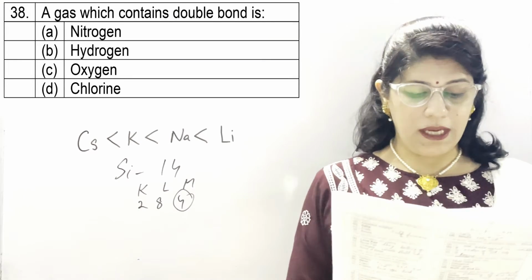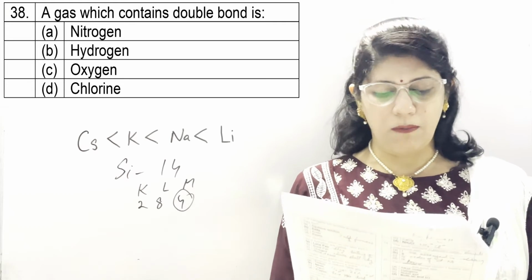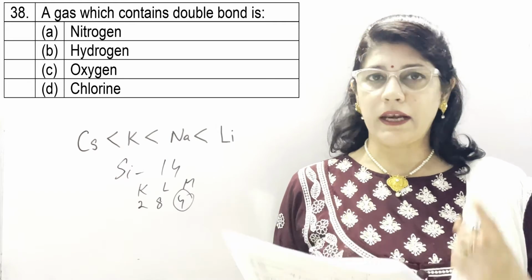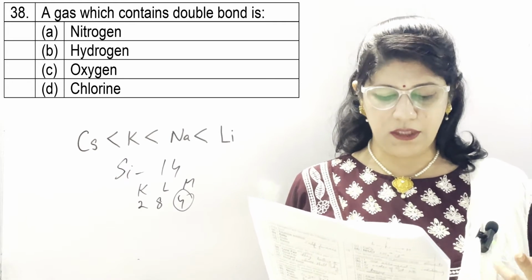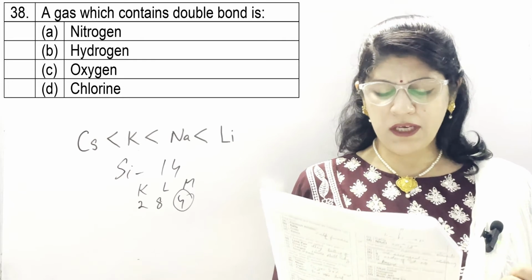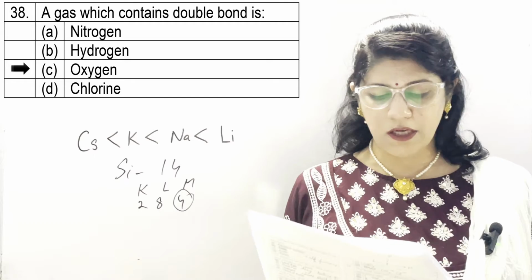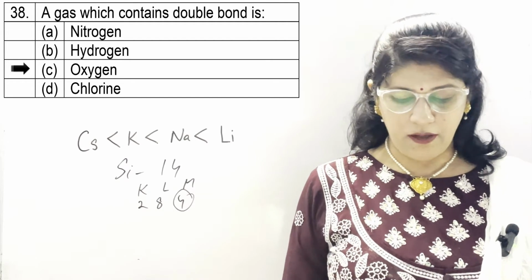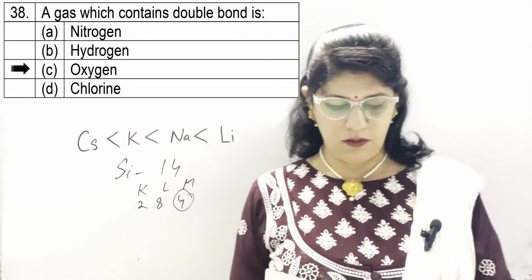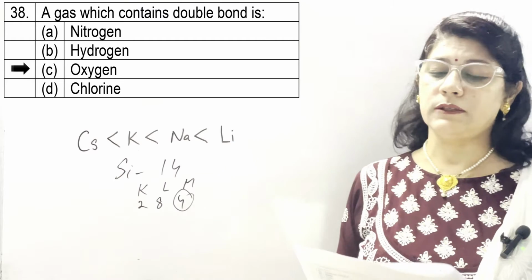In question number 38, a gas which contains double bond is. Options are nitrogen, hydrogen, oxygen and chlorine. So we know that oxygen, because oxygen has 6 valence electrons and it needs 2 electrons to share, so it forms a double bond. So correct option is C, oxygen.